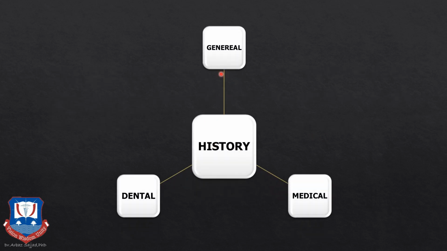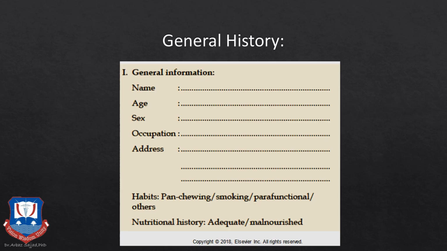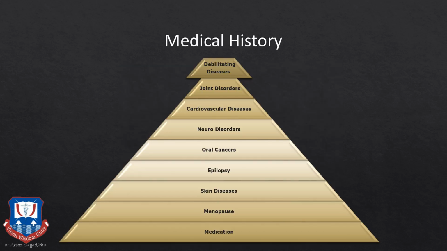So, history involves three aspects. First is the general history, the second is the past dental history, and third is the patient's past medical history. The general history usually informs the regular information that we use to fill forms such as name, age, the sex of the patient, occupation, his address, whether he has any habits like smoking, pan chewing, or any other parafunctional habits such as masochistic habits, how is the patient's nutritional history, whether it is adequate or the patient is malnourished. This gives us a general idea of the patient's status and will help indirectly in the treatment plan. Next, coming to the medical history.